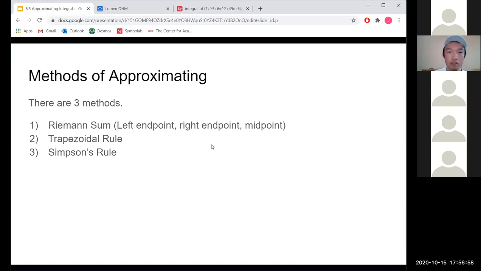So the first method is called Riemann sum, which should sound familiar to you guys. Do you guys remember what Riemann sum is? Those of you who remember, what was that all about? This is a good topic.